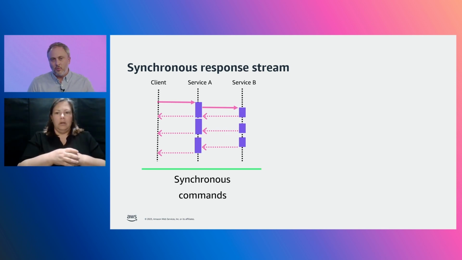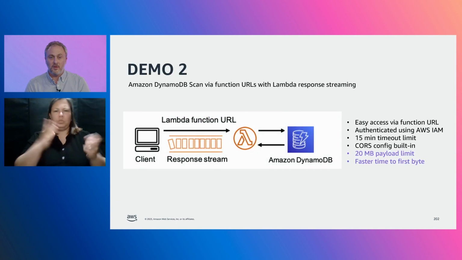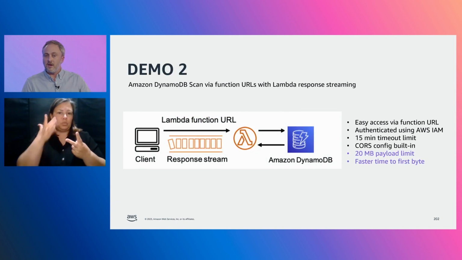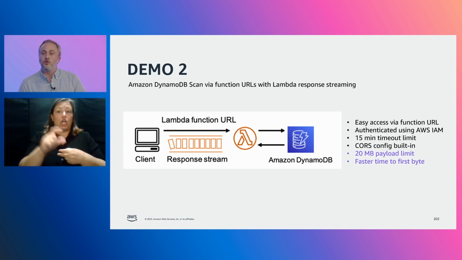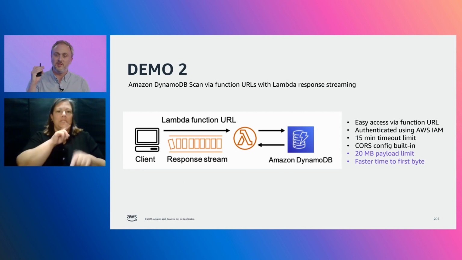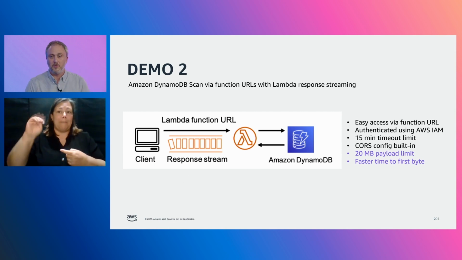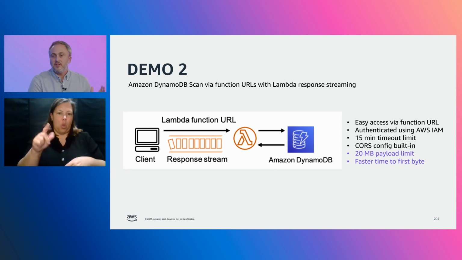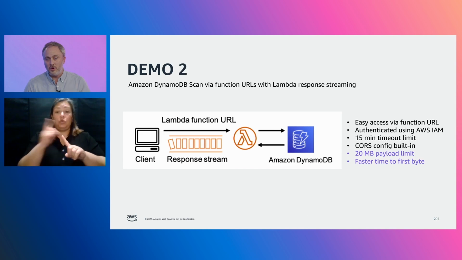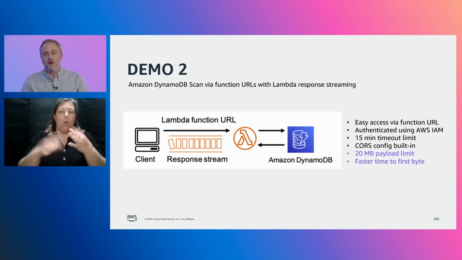Why is this useful? What use does this have? Well, two things really stand out as to why you would use this. The first is that because you're chunking your response back, you now have a 20 megabyte response payload limit, right? So we've gone from 6 to 20 megabytes. And you have a much faster time to first byte. That first response comes in way quicker when you're using response streaming versus waiting for the entire request to finish executing before you return it.